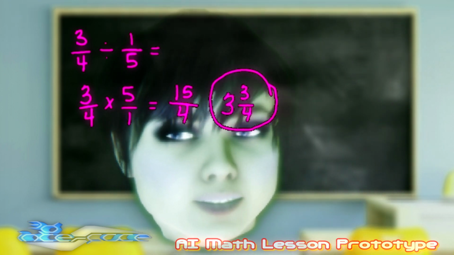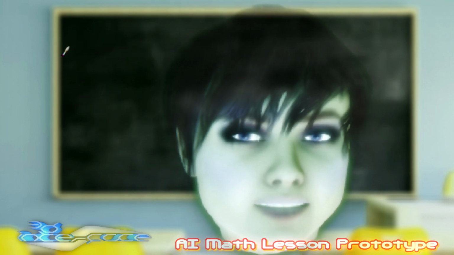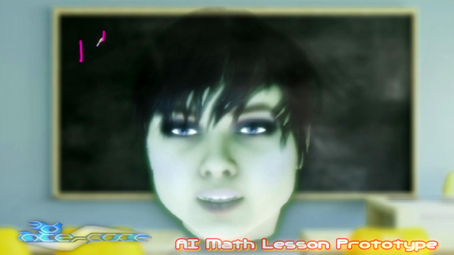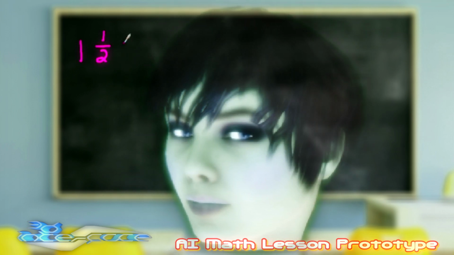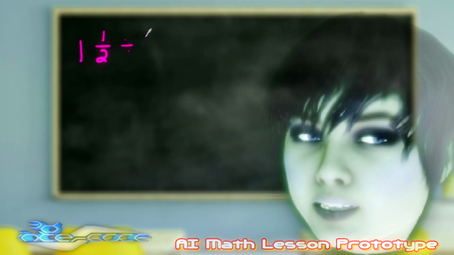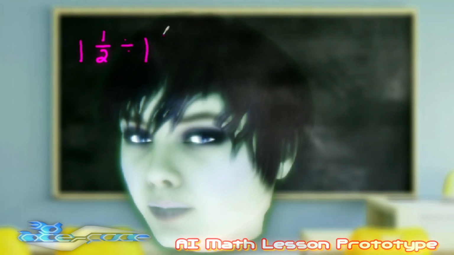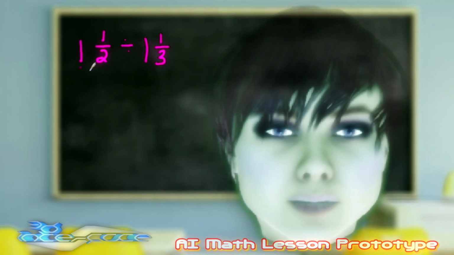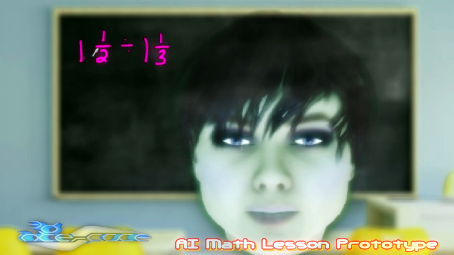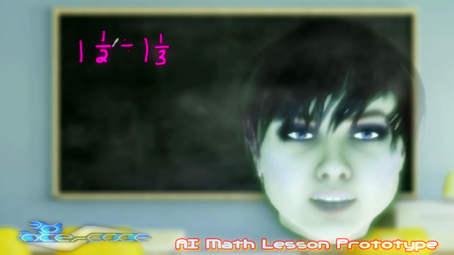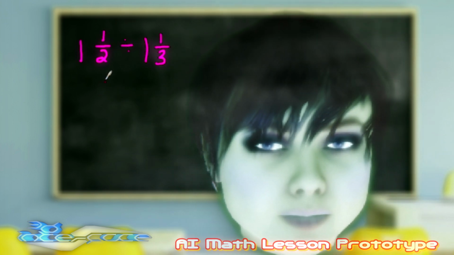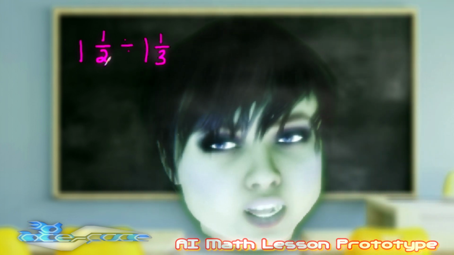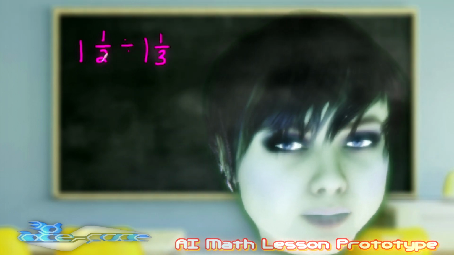Now I want to show you one more problem. What happens when we have a mixed number? Like 1 1/2 divided by 1 1/3. We cannot do multiplication and division with mixed numbers. We don't like the whole number and the fraction together. So the first thing we're going to do is change them both into improper fractions.